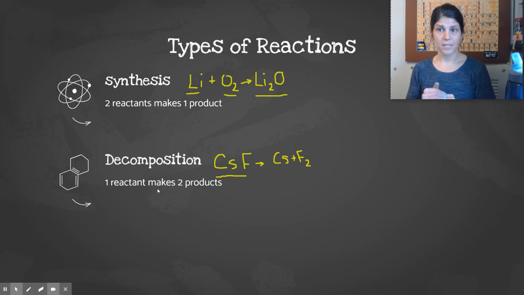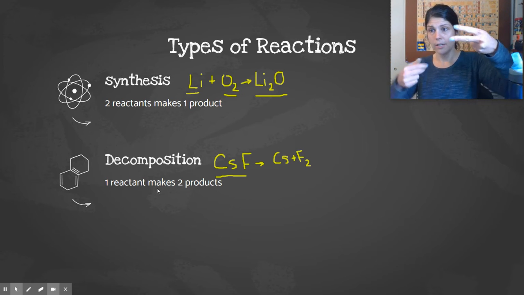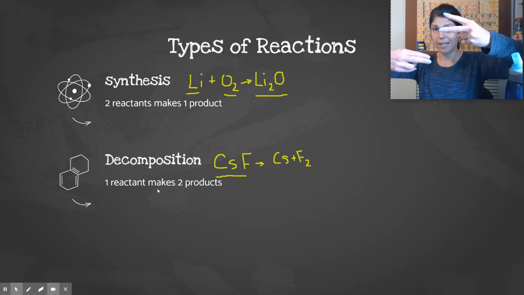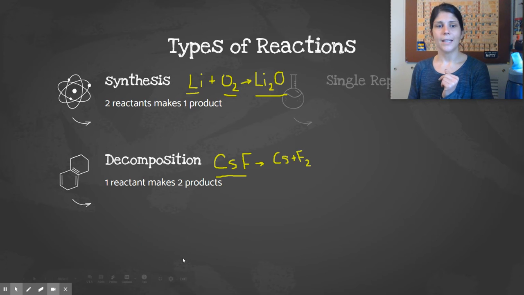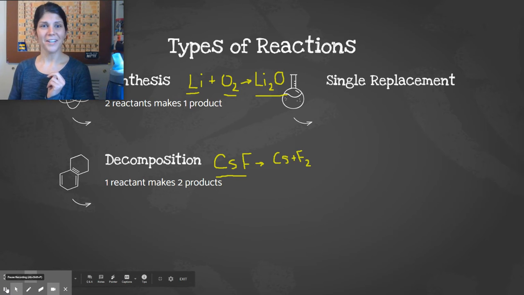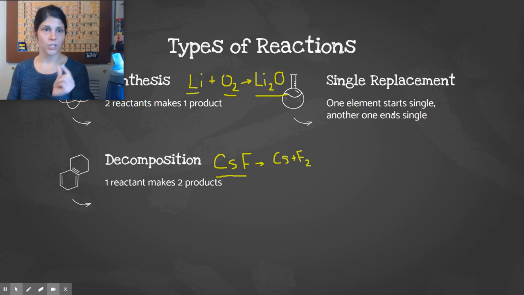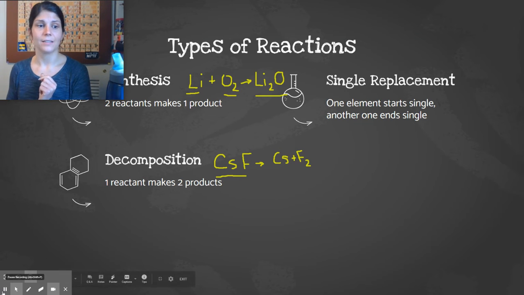Next comes single replacement and double replacement. So think of synthesis and decomposition together, think of single replacement and double replacement together, and then combustion is completely on its own. In a single replacement reaction, one element is going to start single and a different element is going to end single. You'll always have one single element in the beginning and a different single element at the end.